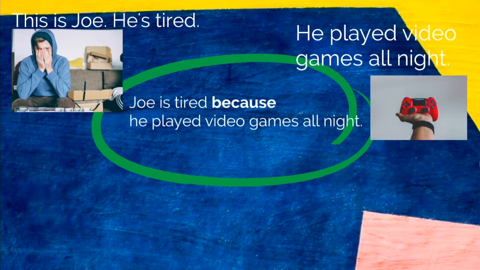Okay, here we have two ideas. Joe is tired. He played video games all night. One of these ideas is a cause and one is an effect. We can connect these two ideas with a word, a subordinating conjunction. And that word is because. Joe is tired because he played video games all night. Now we have one sentence with two ideas, connected by the subordinating conjunction because.